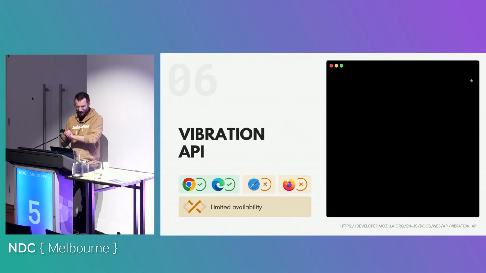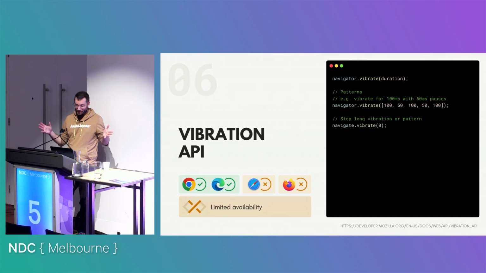Vibration API. I am a huge fan of going just beyond visual. Any kind of haptic feedback that you can give to the user, if you do it right and do it in moderation, can be really powerful. And the Vibration API, I think, is a good example of that, again, if you use it right. So it does what it says. It basically just gives you a navigator.vibrate function.